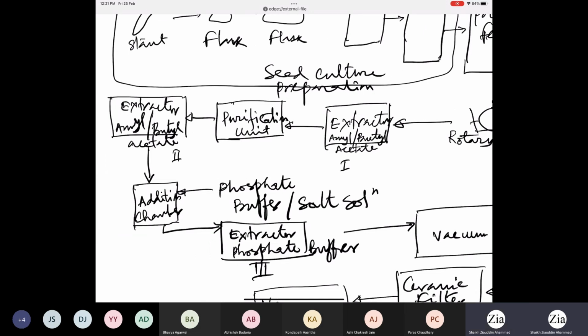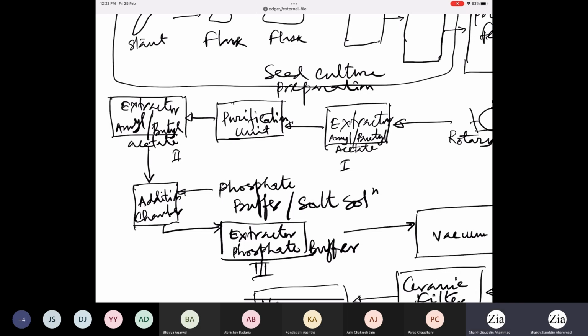So you just try to purify this amyl acetate by using some filter, because you make sure that you are not getting any other solid residues. Then you have another extraction unit. There you just try to extract the amyl butyl acetate and add phosphate buffer. Sometimes in that extraction unit you just add phosphate buffer, or you can have another additional chamber. So extraction unit 1 and extraction unit 2 can do the same job.